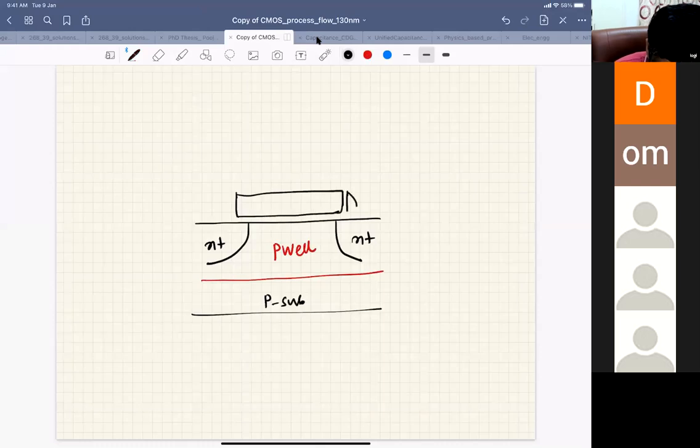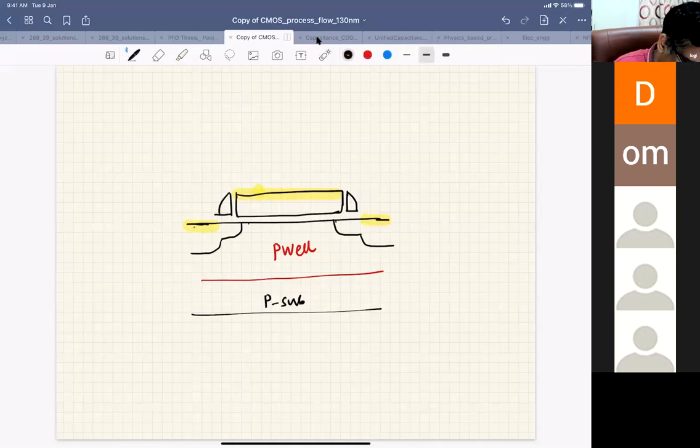Then you have your spacer. So if I have a spacer, let's do it properly. Then you have your extension and your source drain. This is your gate. Here I have silicide, so this portion is silicided, and your gate is also fully silicided.